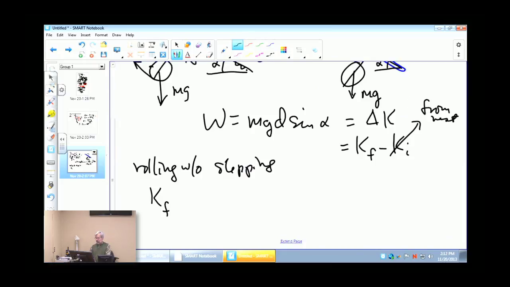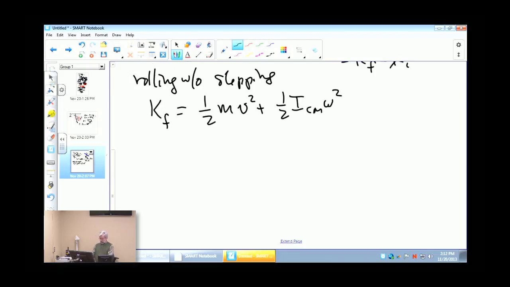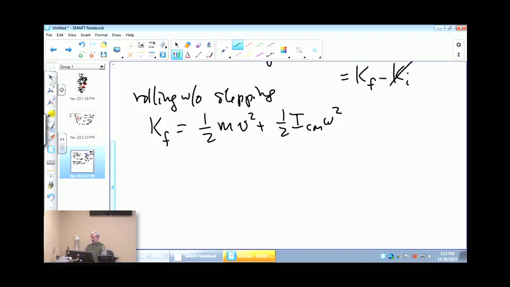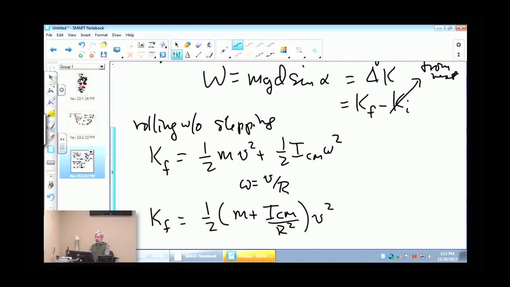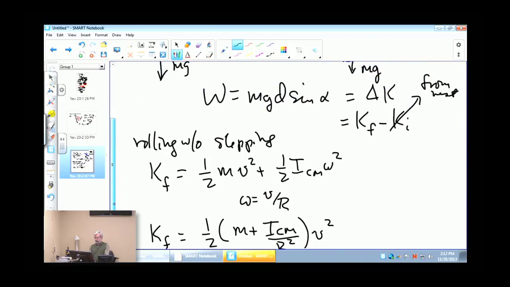the kinetic energy is going to be the translational kinetic energy plus 1/2 of the moment of inertia times omega squared, where the moment of inertia is about the center of mass. And we have the no slip condition that omega is V over R. So we could write this then as 1/2 (M plus I_CM over R squared) times V squared. And then that allows us to solve for the velocity from substituting back into the work energy theorem.